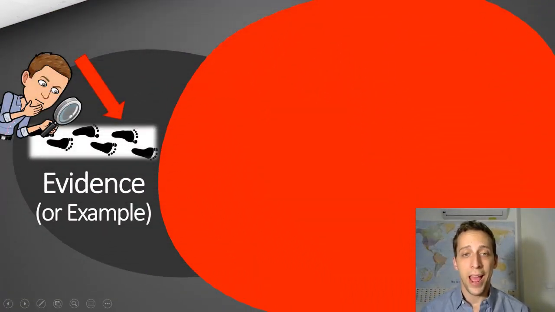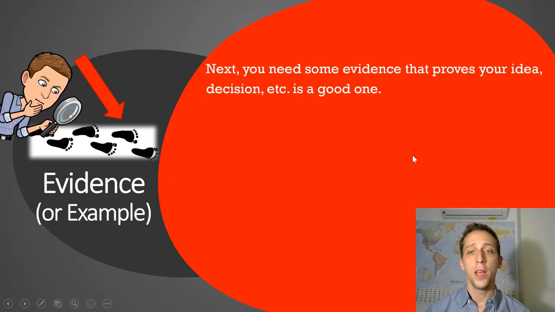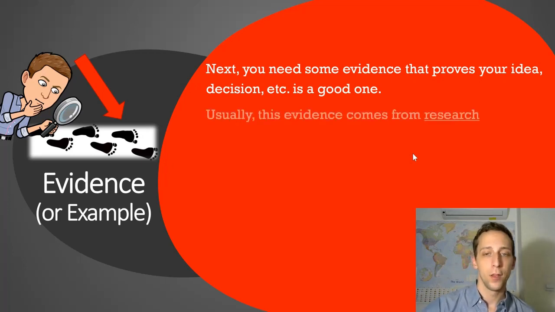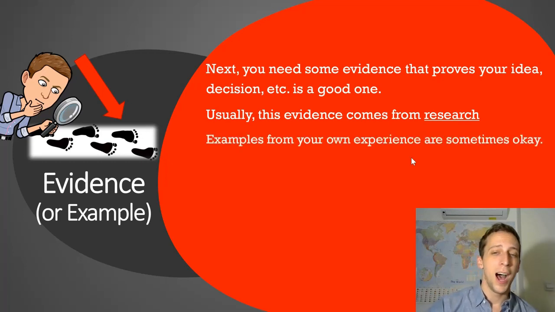So now that I have a claim, I have said what I want the dean to believe and why. Now I need some kind of evidence or an example that proves that students will be healthier, right? So you need to give some evidence that proves that your idea, decision, etc. is a good one, right? It's a good thing. And so I need to convince the dean that students will be healthier if classes start at 9 a.m. So usually this evidence comes from research.